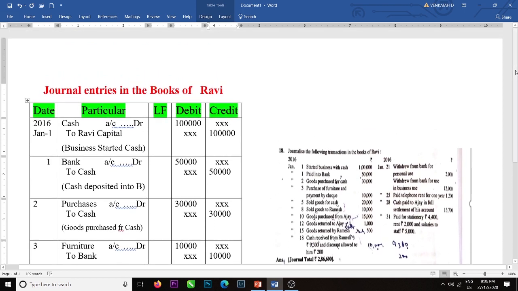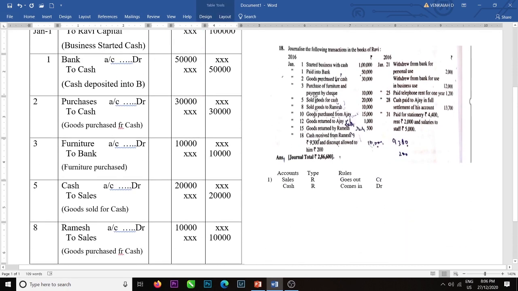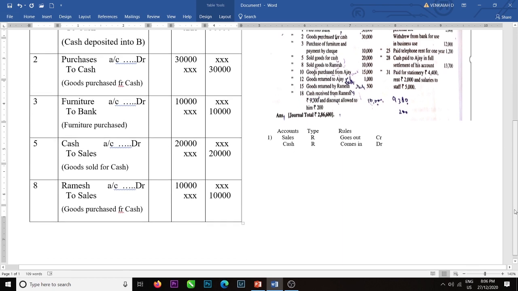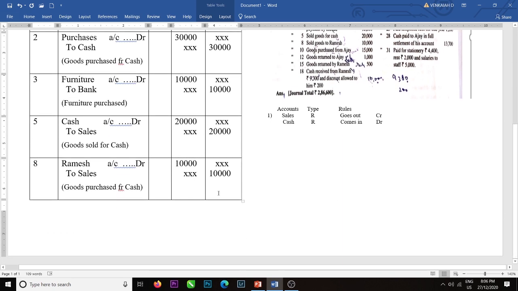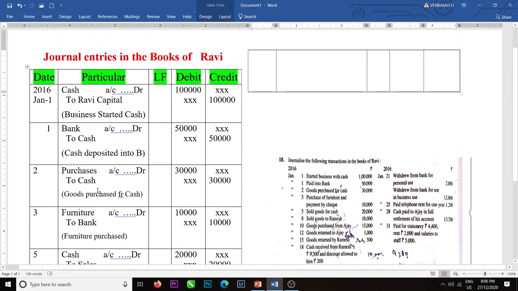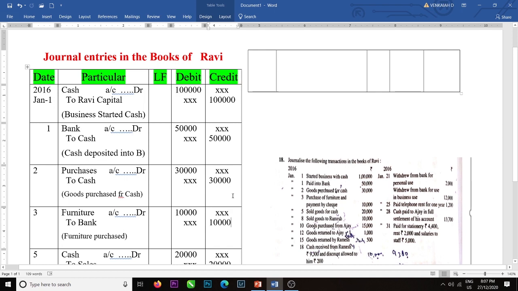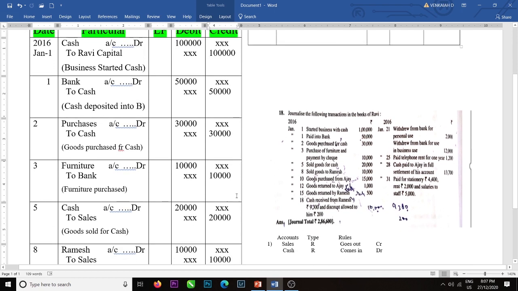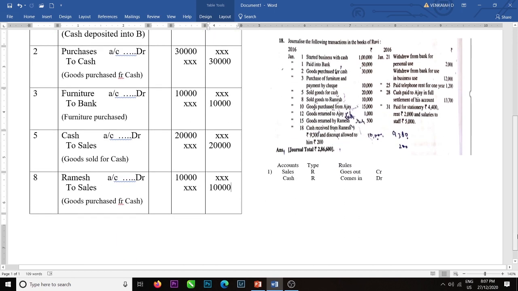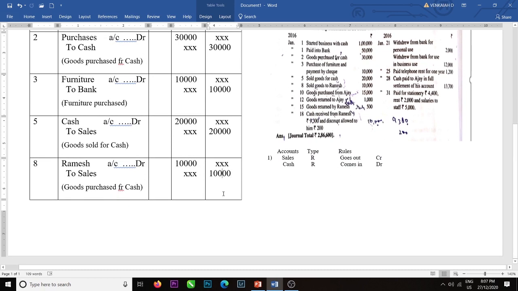Now, next. 10th date is goods purchased from Ajay. We purchased goods for cash. Okay. Without analysis, also we can write this. Now we purchased goods from Ajay. What we purchased? Goods we purchased.